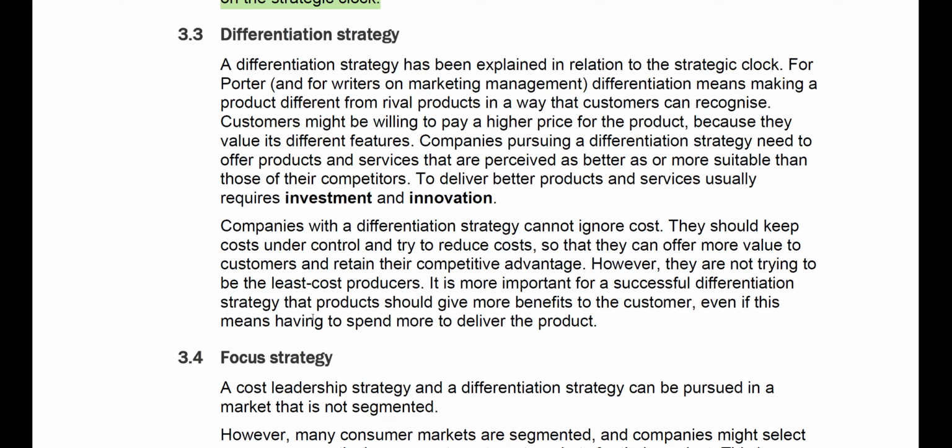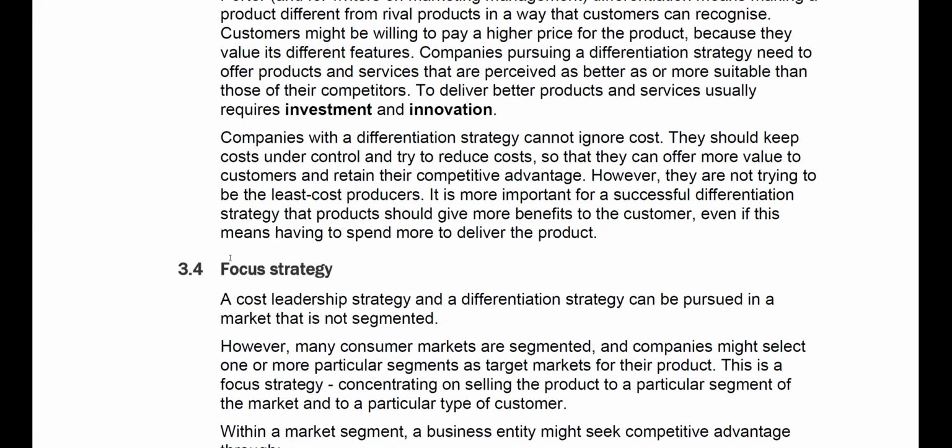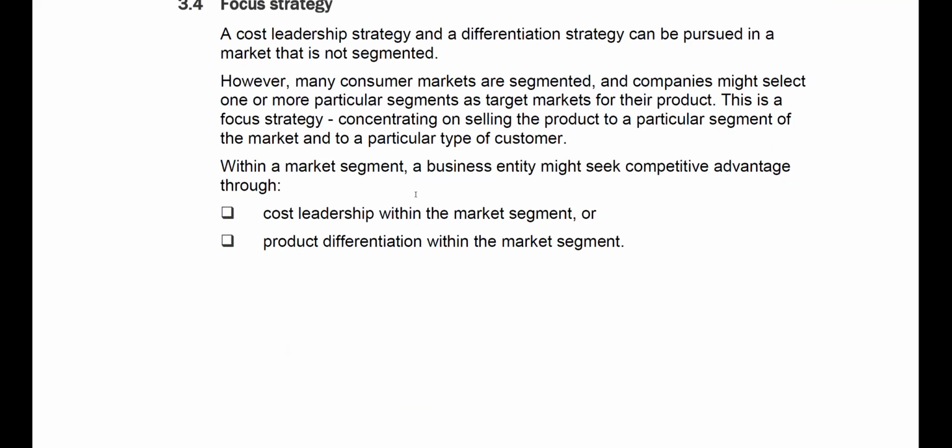It is more important for a successful differentiation strategy that products should give more benefits to the customer, even if this means having to spend more to deliver the product. Now, what is a focus strategy? A cost leadership strategy and a differentiation strategy can be pursued in a market that is not segmented, right? However, many consumer markets are segmented, and companies might select one or more particular segments as target markets for their product. This is a focus strategy, concentrating on selling the product to a particular segment of the market and to a particular type of customer.